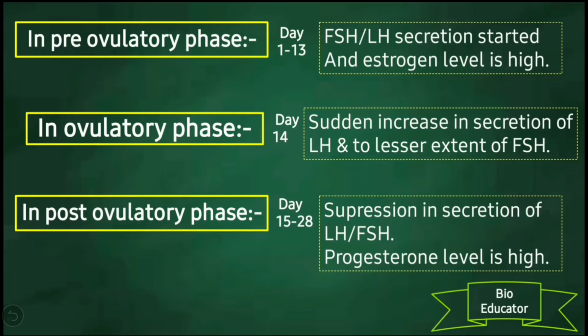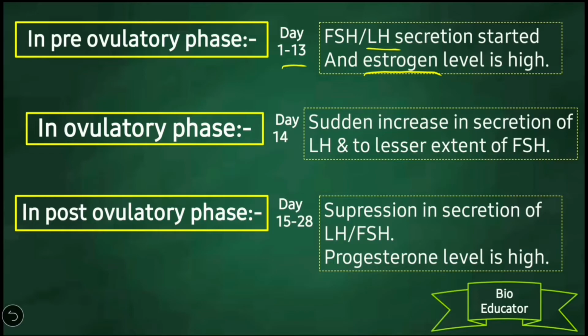Now, in the pre-ovulatory phase, from day 1 to 13, the FSH and LH secretion starts. The FSH levels are higher than the LH hormone, which causes the maturation of follicles and further produces estrogen hormone. So the estrogen levels are also high in the pre-ovulatory phase.